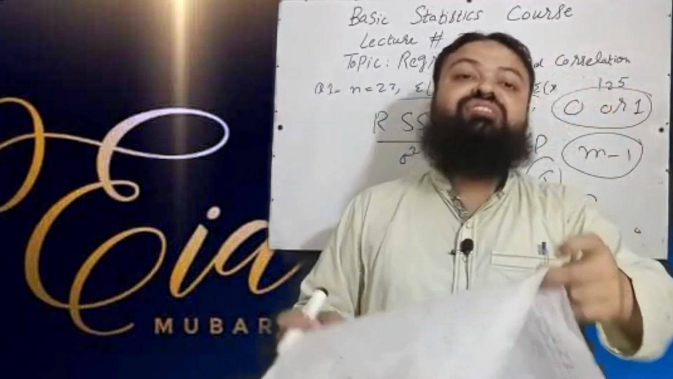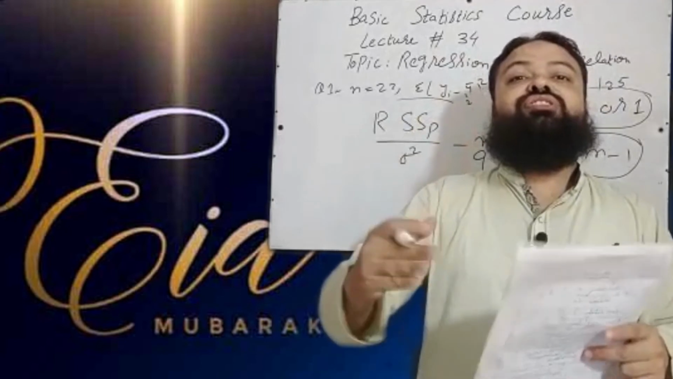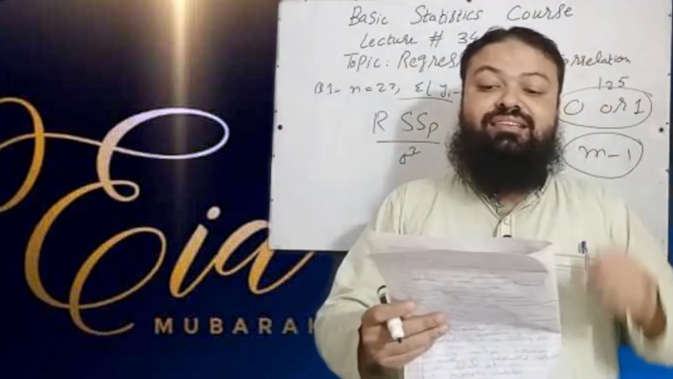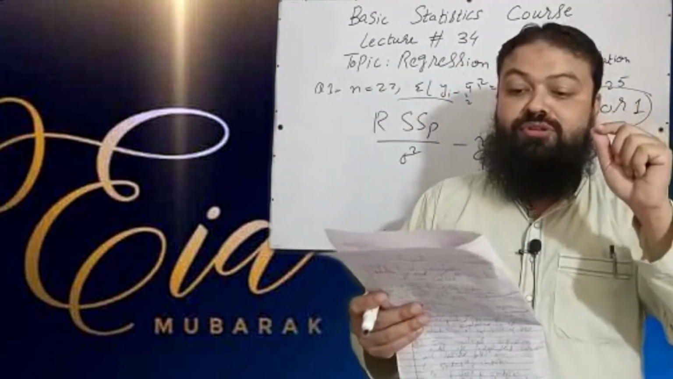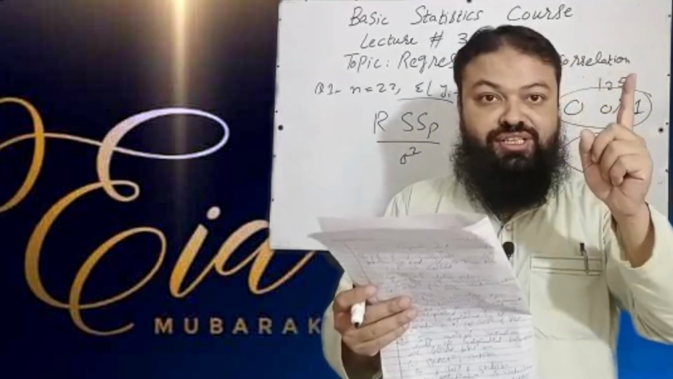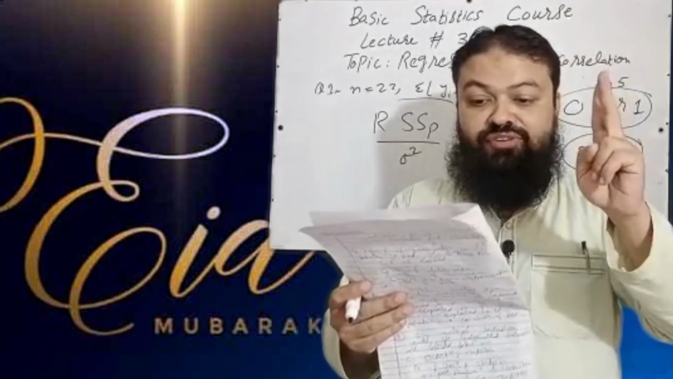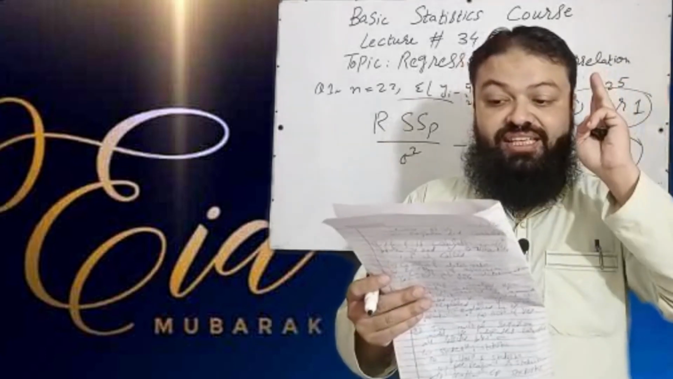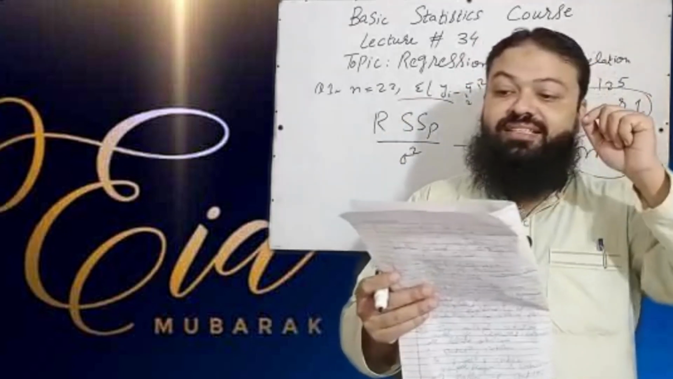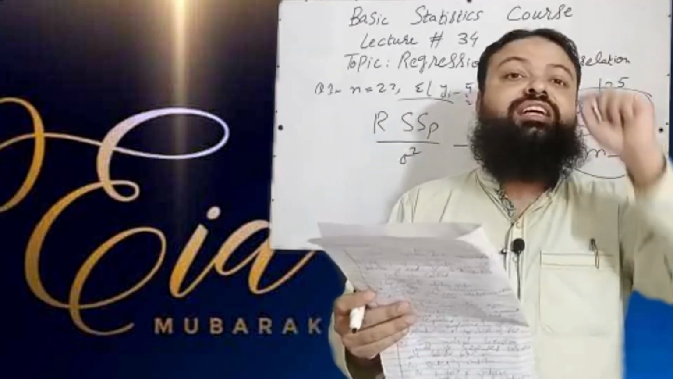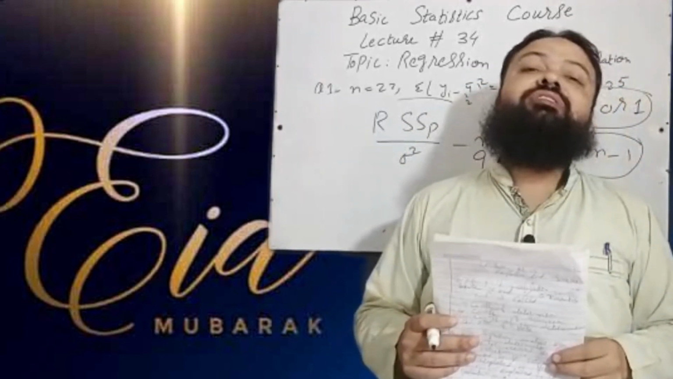Question number 12, which is the last question of today's lecture: the standardized regression coefficient is also known as, a very important one. A, Spearman's coefficient, incorrect, B, Yates coefficient, incorrect, C, Anderson coefficient, incorrect, D, beta coefficient. The standardized regression coefficient is also known as the beta coefficient, a very important one.